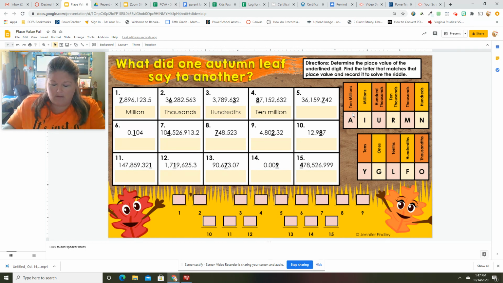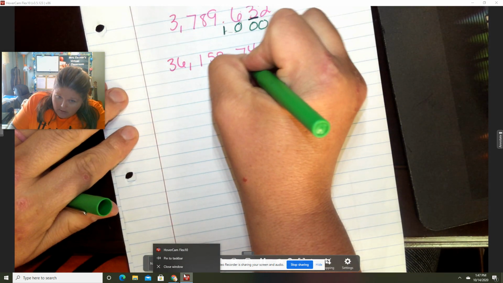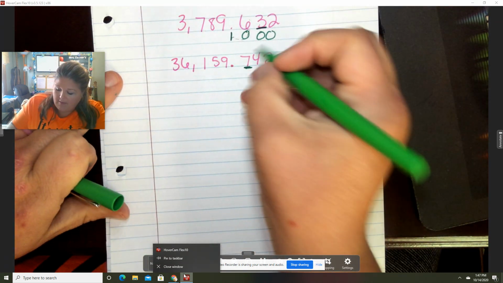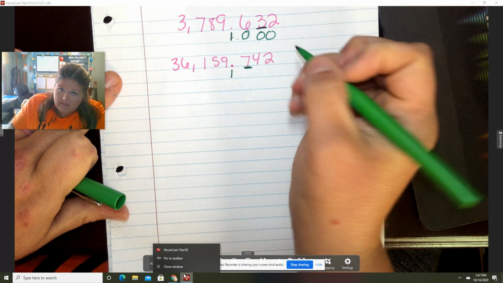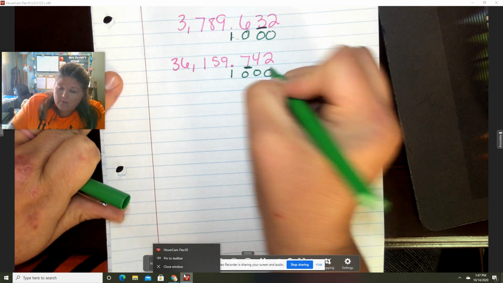I'm going to write this number down. 36,159 and 742. When you have the ones where you're using decimals or finding the decimal place value, write them all out, because that's going to help you use the trick to figure out what the answer is. All right. So they want to know what that 7 is. I'm going to put my 1 under the decimal because that's my trick. Fill in with the zeros.